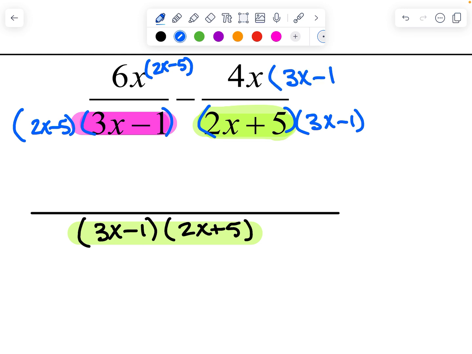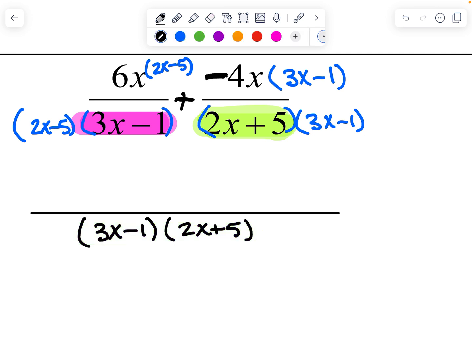Now, I will tell you, friends, right here, this is going to be a lifesaver. This negative sign right here, you need to write it right in front of that negative 4x, so that when you distribute that negative 4x, you distribute the negative. That right there will save you from doing this problem again, frankly.